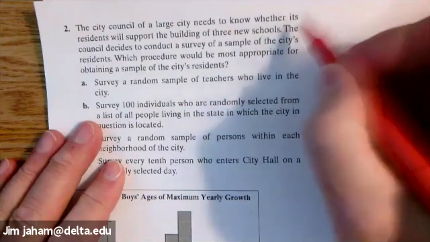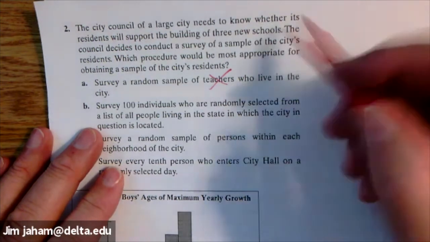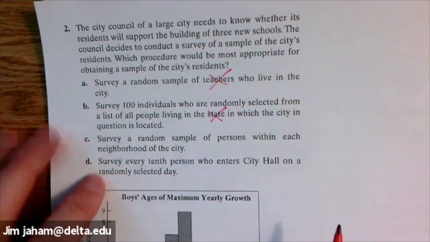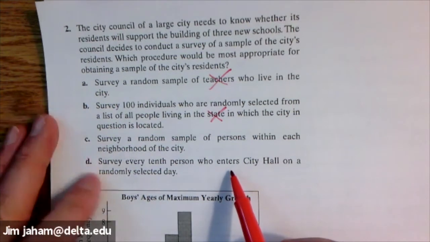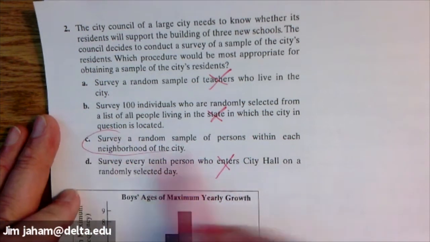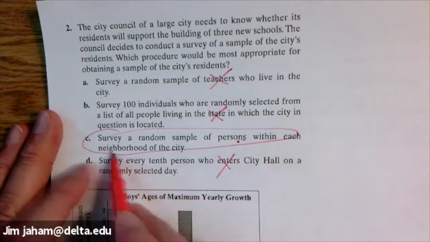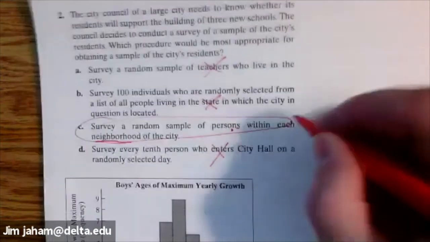If you want the views of all citizens, then it doesn't make sense to ask only teachers. If you're interested in the views of the folks in the city, you certainly wouldn't ask everyone in the state. And the people who go into City Hall may or may not be from the city. They might be from some other region, or a worker going to work in the morning who doesn't even live in the city area. So this is the correct one, a random sample of the people who are going to be affected. Because they're asking people in every neighborhood, every neighborhood of the city will be represented in the survey. So that's the correct one.